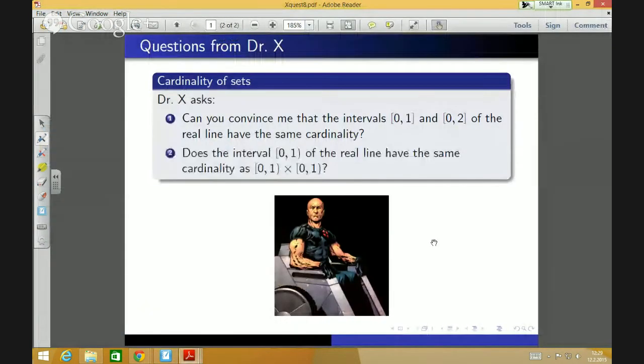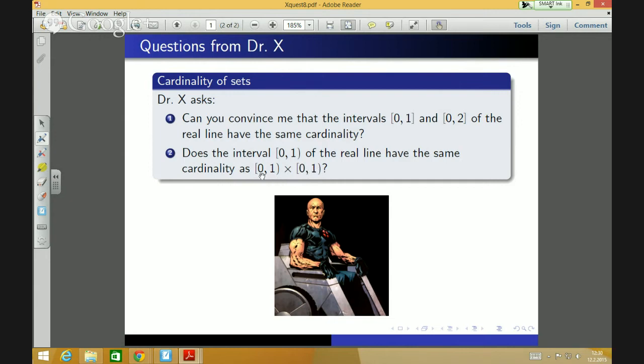Okay, so that's the first question. Here's another question from Dr. X. Again, we are dealing with intervals of the real line. And just for the fun of it, let me introduce you to a notation that I already introduced last time around. This is the interval that contains 0. It contains all the numbers from 0 to 1, but 1 is excluded. It's an open interval on one side. So all the real numbers between 0 and 1 excluded. Okay?